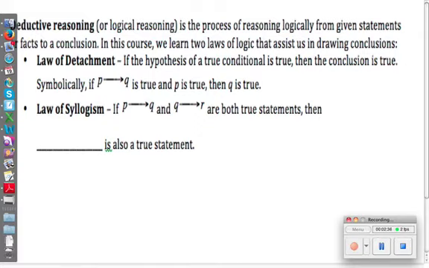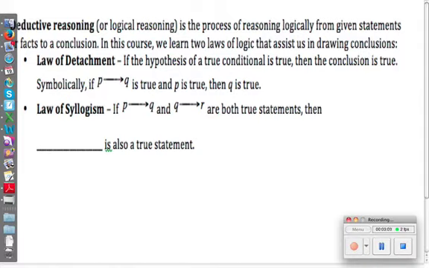The law of syllogism looks like it's a little bit more involved, but I don't want you to get so hung up on what it looks like. I want you to realize that it's very much like the transitive property from algebra. Let me refresh your memory. The transitive property from algebra says if A equals B and B equals C, then A equals C. Just kind of makes sense.